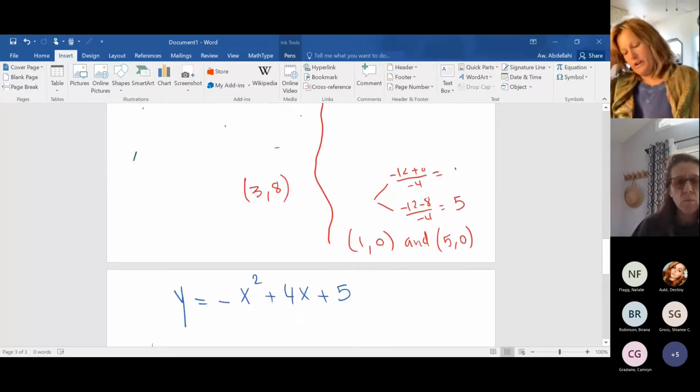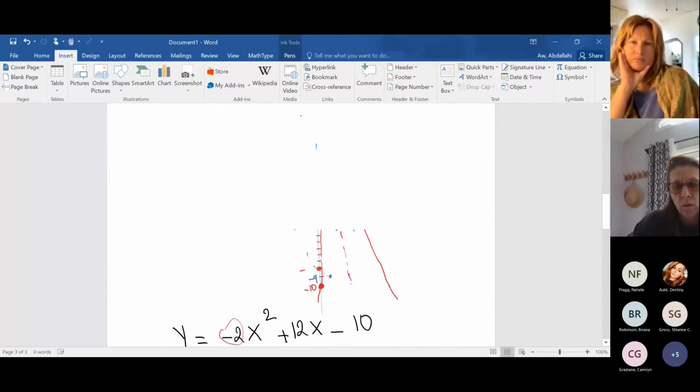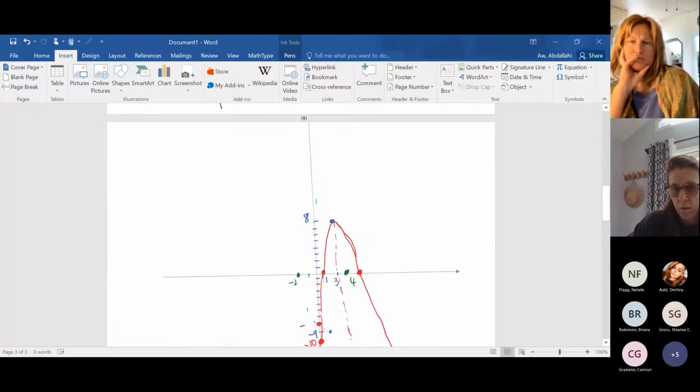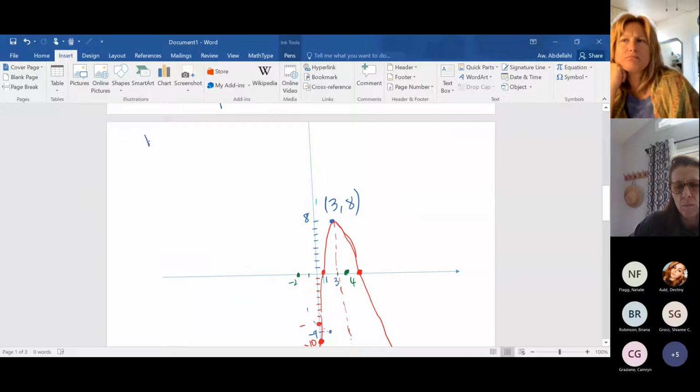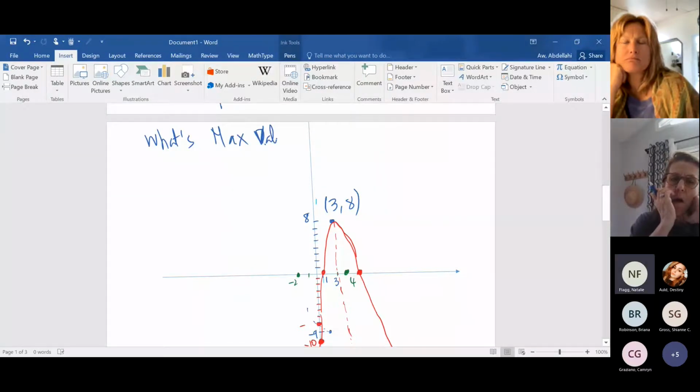By the way, let's come back to the vertex for one second. This vertex is (3, 8), right? It tells me something about the maximum. If somebody asks you, what is the maximum value of y? Your answer should be the y-coordinate from the vertex, the 8, right?